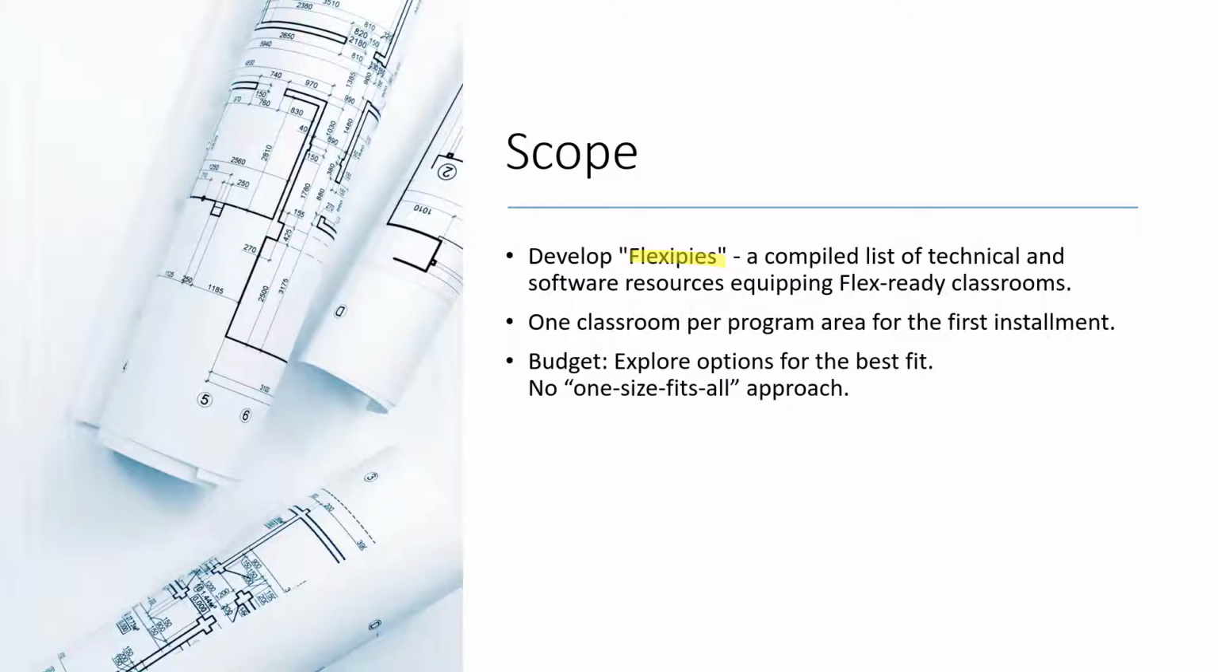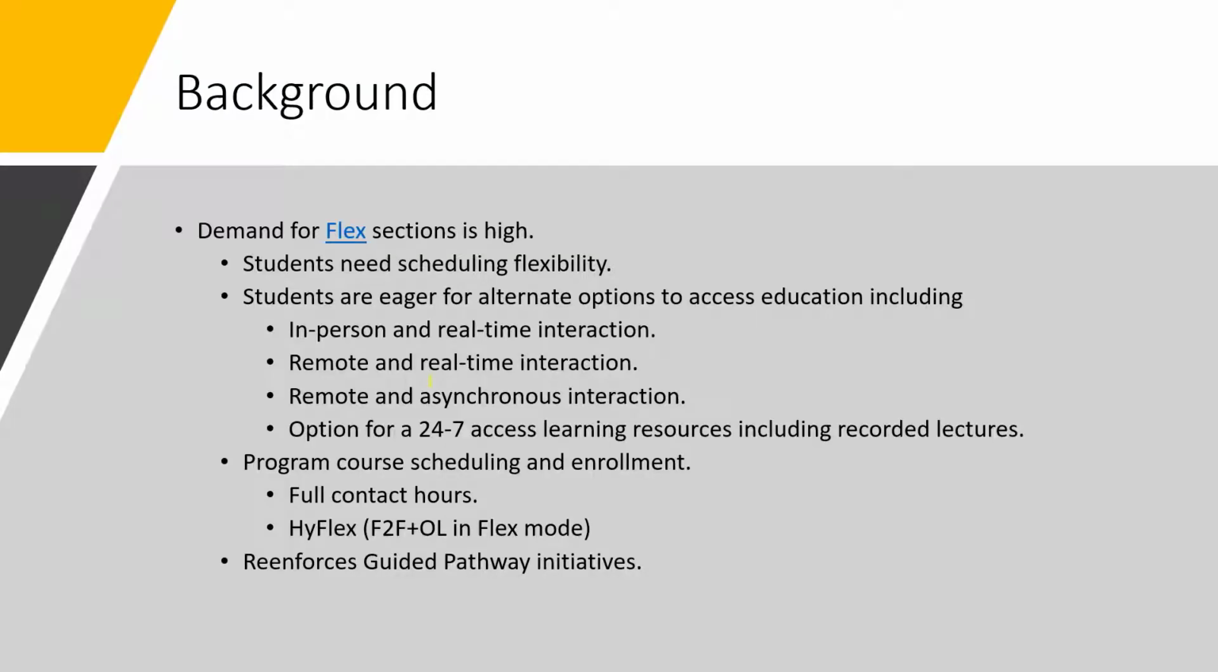So we are talking about flex mode because it is vital for our students' success, by giving students scheduling flexibility, especially for students who have multiple responsibilities, such as job, family, and so on. There are three access points for students. As they need, students can come to the class on campus, or they can access the same class online in real time, or asynchronously.